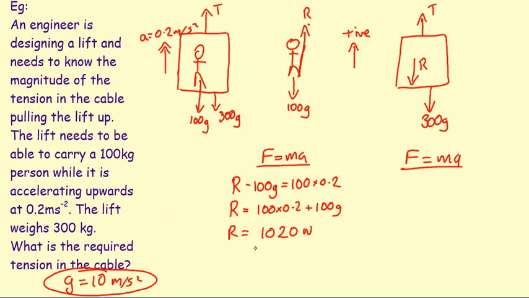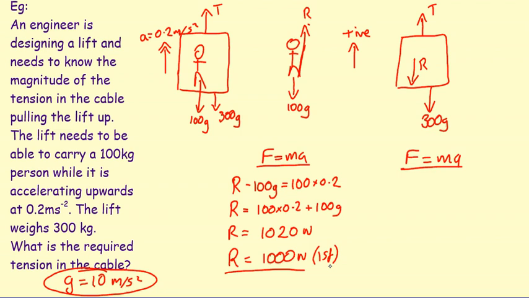Bear in mind that we have to round this to one significant figure because G is now 10, and actually all of our values are only accurate to one significant figure. So here we're going to have to say, well, this is actually just about 1,000 newtons. That's the reaction between the lift and the person, to one significant figure.